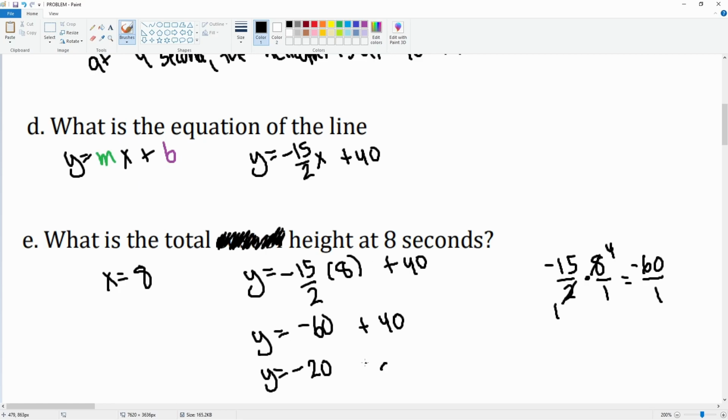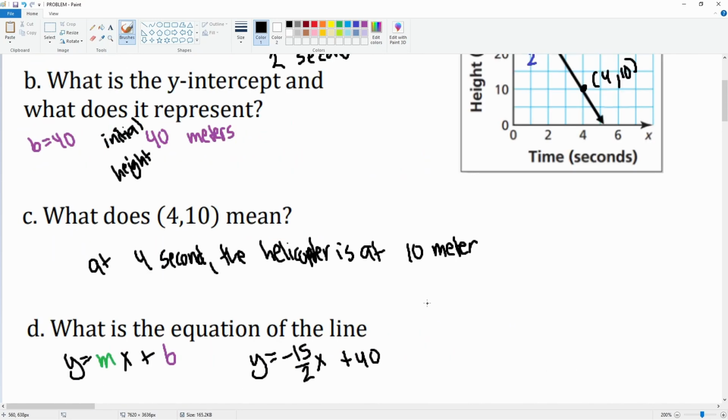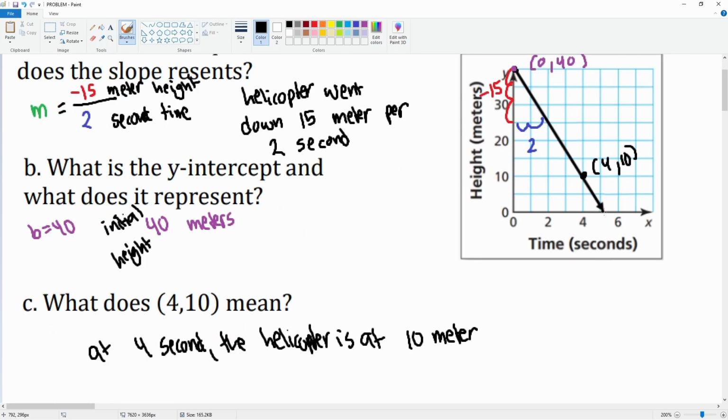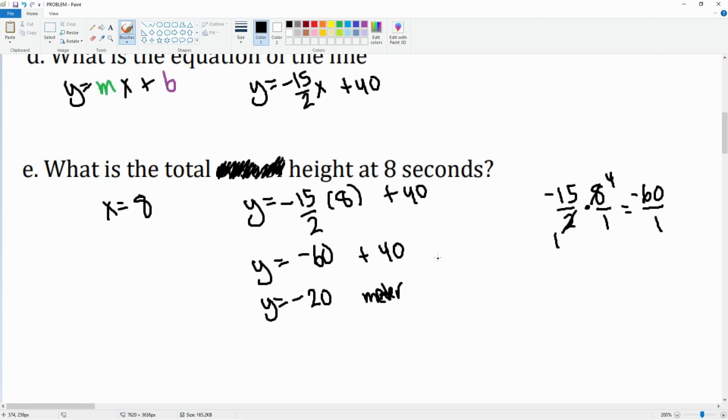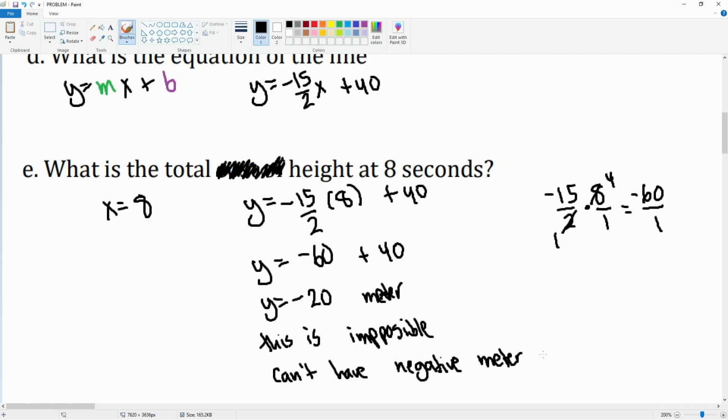But let's see if that makes sense. Negative 20 meters. If we extend this graph a little bit further down, you can see that it should reach the height of negative 20 right here at 8 seconds. All right, but that is impossible. So we can say that this is impossible because you can't have negative meters in height.